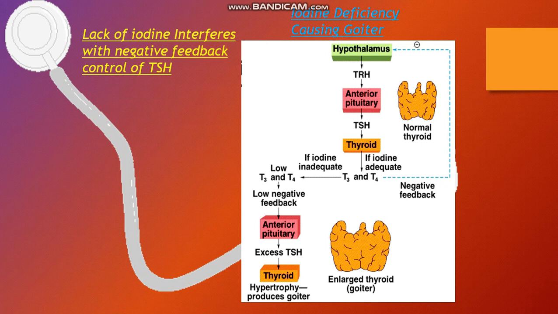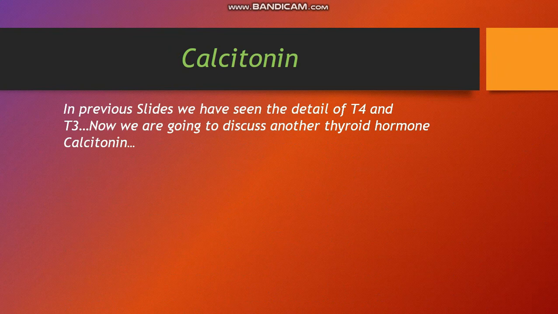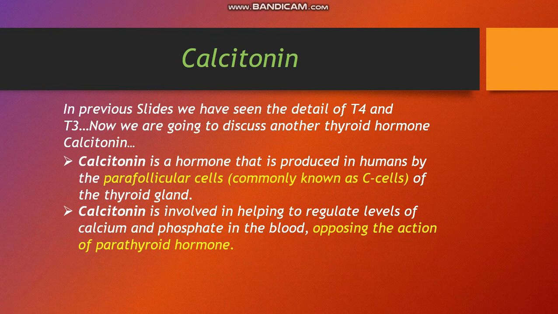Well, calcitonin. In previous slides, we have seen the detail of the T4 and T3. Now we are going to discuss another hormone, calcitonin. Calcitonin is a hormone that is produced in humans by the parafollicular cells, commonly known as C cells of the thyroid gland. Calcitonin is involved in helping to regulate levels of calcium and phosphate in the blood, opposing the action of the parathyroid hormone.